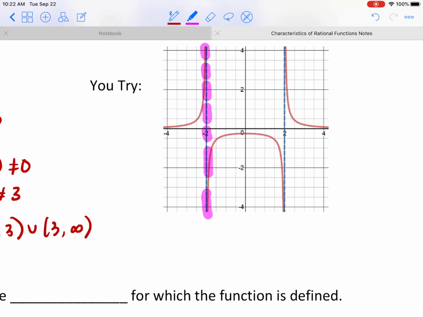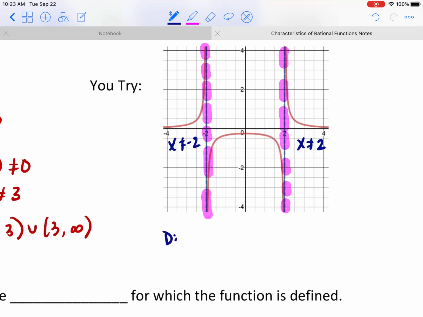So this vertical asymptote here and this vertical asymptote here is telling me that x cannot equal a positive 2, and this one's telling me that x cannot equal a negative 2. So whatever the function was, it had in the denominator a factor of an x plus 2 and a factor of an x minus 2.